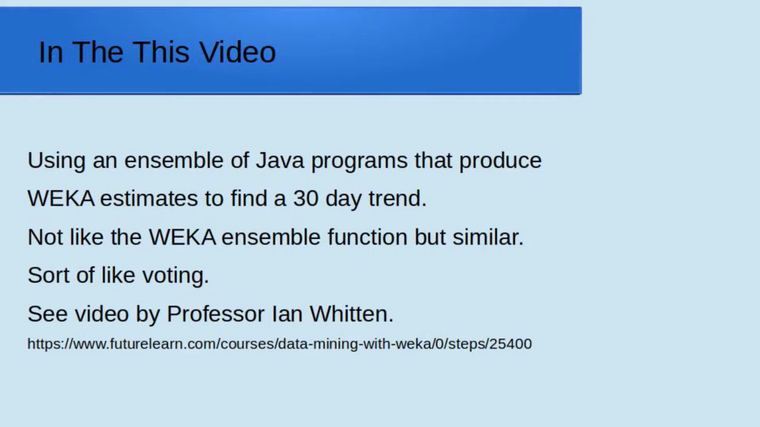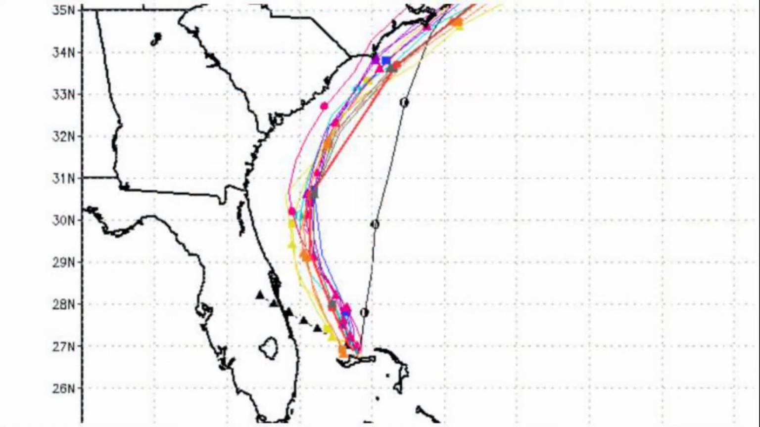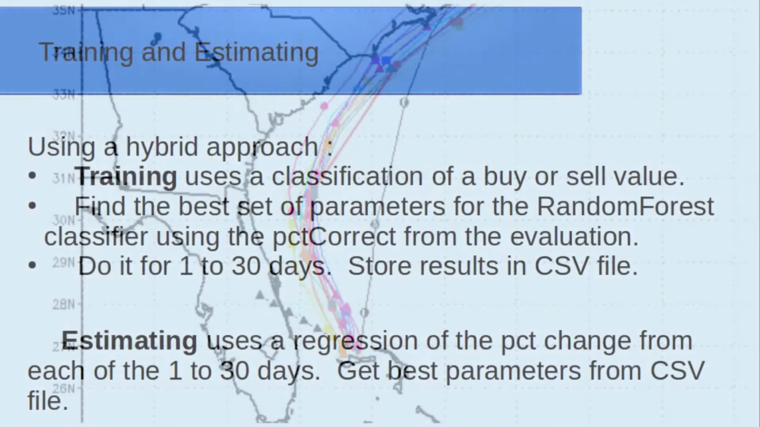For more information about that, check out the video by Professor Ian Witten, available at Future Learn, and there is the URL for that. What we're going to do is pretty much like what are called spaghetti maps from hurricane weather predictions. For instance, this one from Dorian from a couple of weeks ago. A bunch of different models, and then the weather forecasters will use an average of those forecasts.